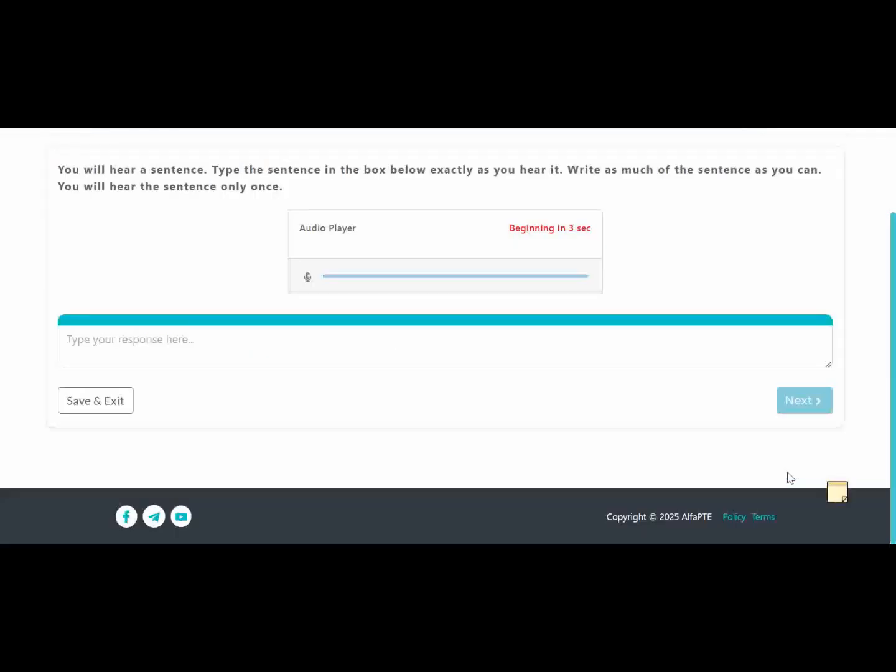Next is write from dictation, so keep your pen and paper ready. Graphs are often useful for geographical research. So the option is graphs are often useful for the geographical research. So this is the sentence. Graphs are often useful for the geographical research. So if you are confused about are and were, then you can write both.